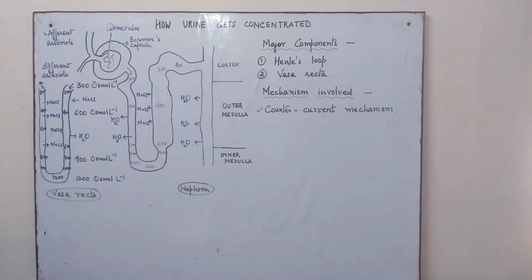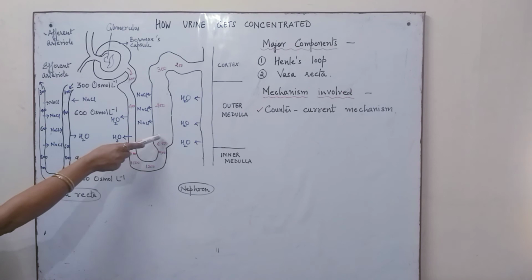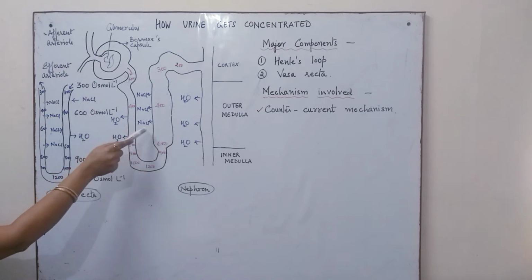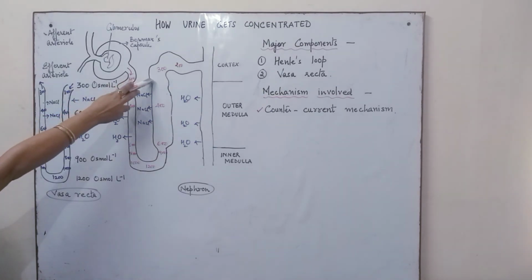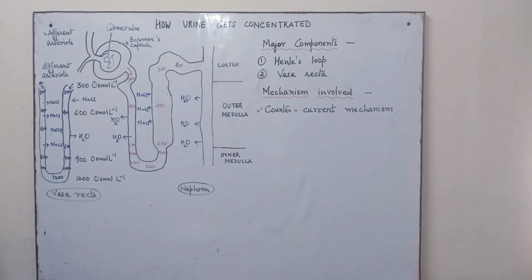Now, to counter this, because the water is there, the ascending limb of Henle's loop releases sodium chloride. The ascending limb, which is broader than the descending limb, starts releasing sodium chloride, and as a result the osmolarity is maintained. Here 300 osmolarity is seen in the cortex region, whereas 1200 osmolarity is seen in the medulla region.